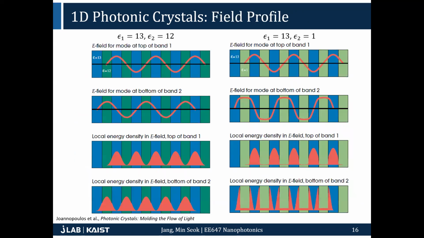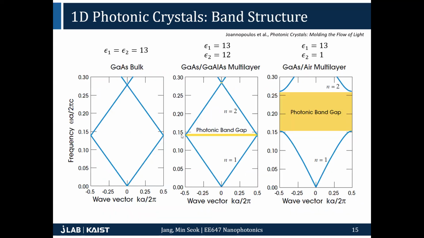Okay, so that's what we learned. And then in order to understand what's actually happening at this frequency, at the top of the valence band and the bottom of the conduction band. Well, this is not a conduction band nor valence band, because this is just a photonic band structure. So there's no interpretation such as a conduction band and valence band. But anyway, we can make an analogy to understand what's going on.